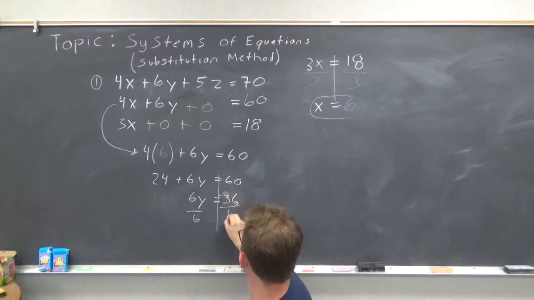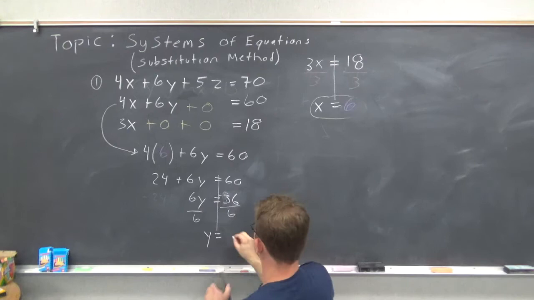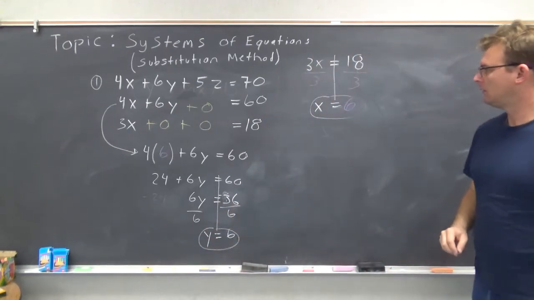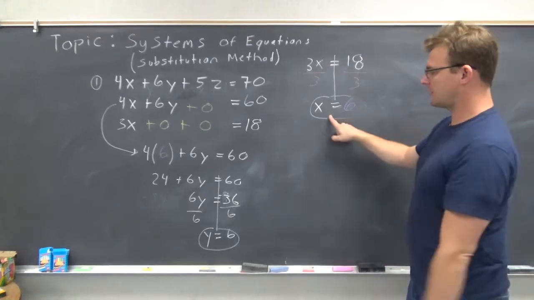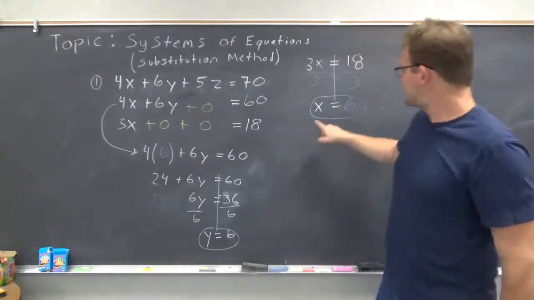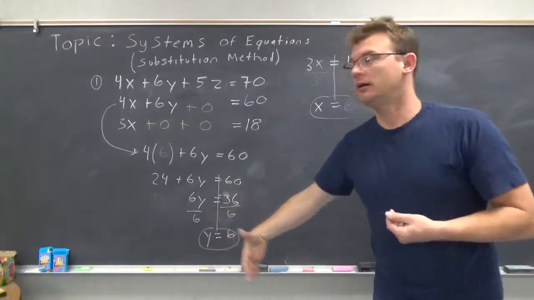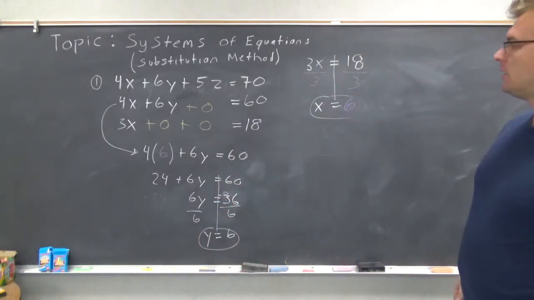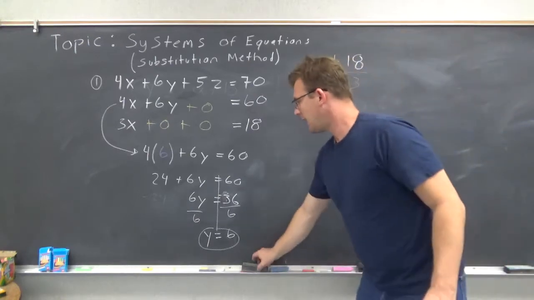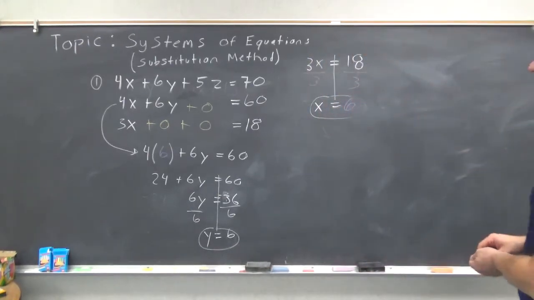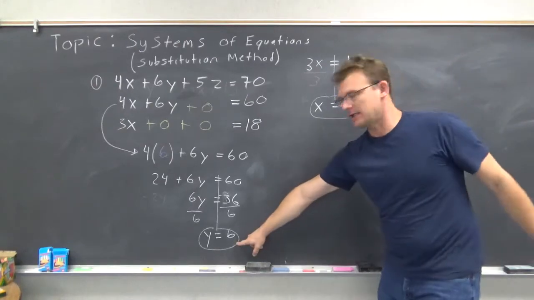Divide. y equals 6. Well, x is already 6. It's okay, because this one's x and this one's y. So there's 2 solutions already. So what I want to do is kind of make a note to myself that I have my x's and y's already set.